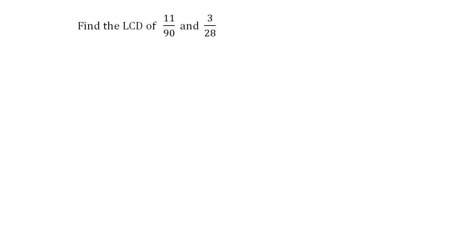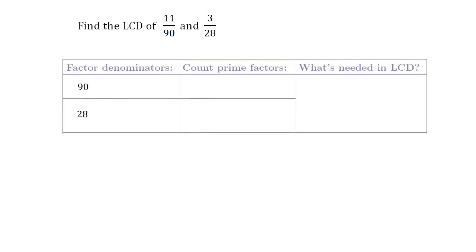Let's take a look at another quick example. Find the LCD of 11 over 90 and 3 over 28. That is, we want to take a look at the denominators 90 and 28 and find the smallest multiple that both 90 and 28 divide into. We begin by factoring our denominators, 90 and 28, which we'll put in our first column. 90 factors as 2 times 3 times 3 times 5. And 28 factors as 2 times 2 times 7.